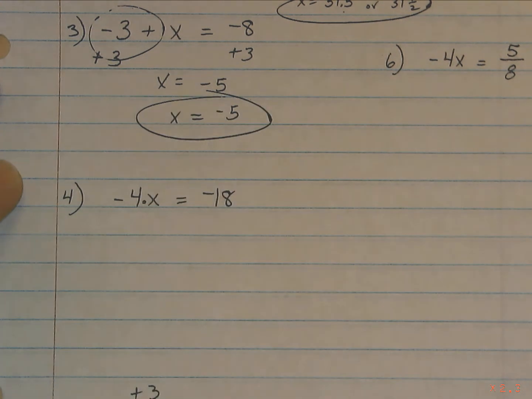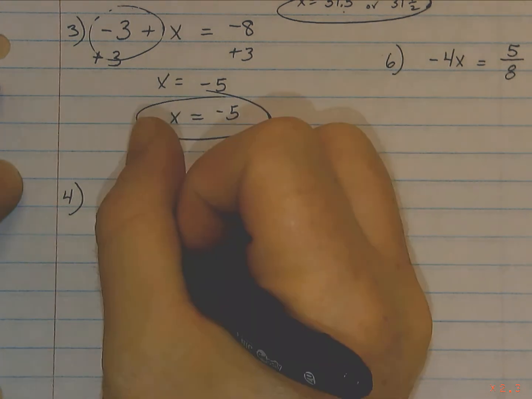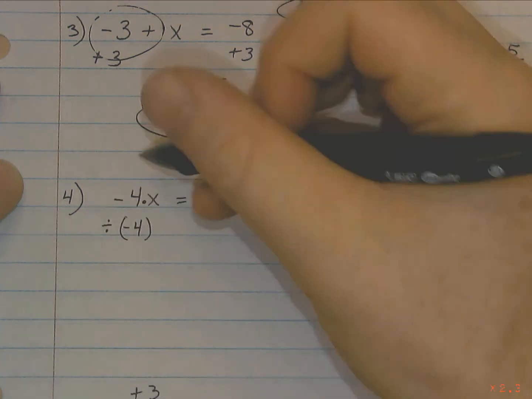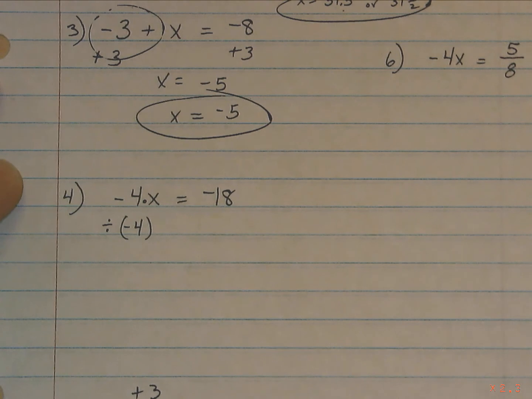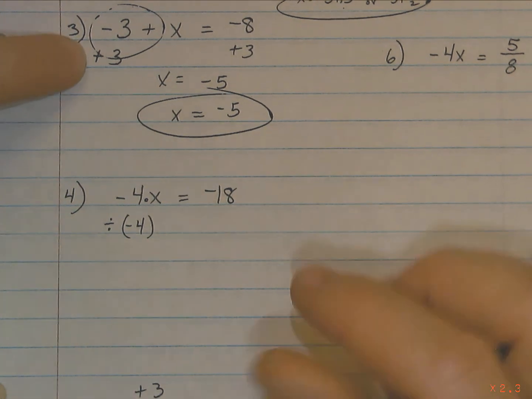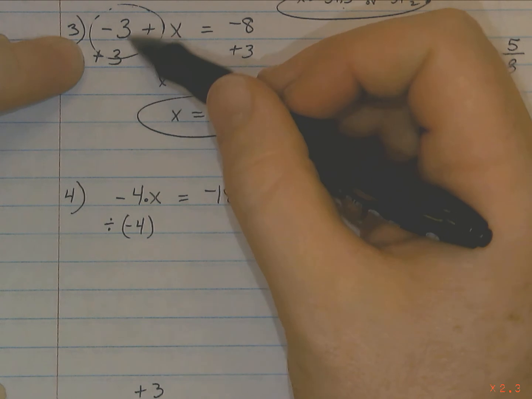Well, the opposite of multiplying by -4 is dividing by -4. All right, if I divide this by -4, this is going to cancel each other out. Okay, it's a little bit different than adding a 3. Do you see how the signs change here? The signs change because we want to get rid of that. We want it to be 0, right?